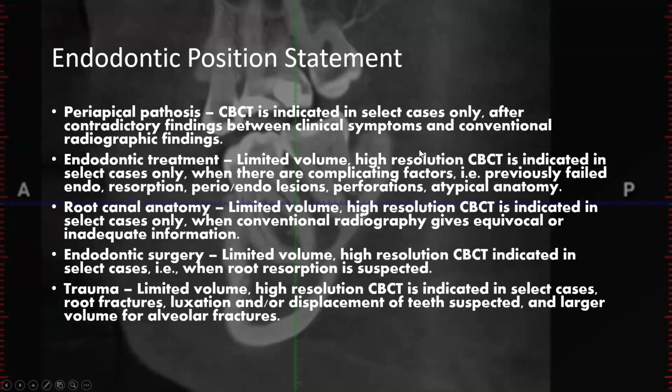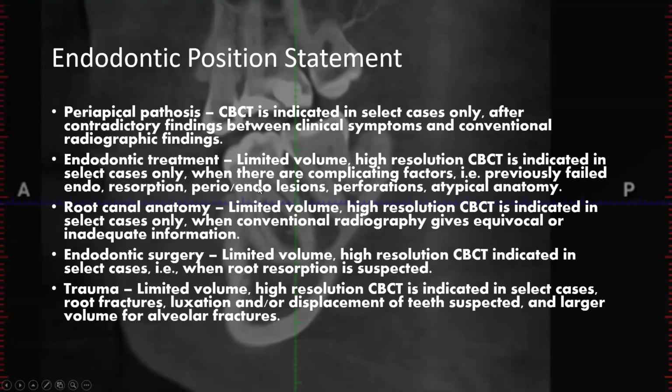They do indicate a high resolution, limited volume CBCT, because when you limit the volume, you can get a higher resolution and a better image. This is for when there are any complicating factors, like I said, previously failed treatment. 3D imaging can help determine potentially why a previously failed endodontic treatment failed. And so that's an indication.